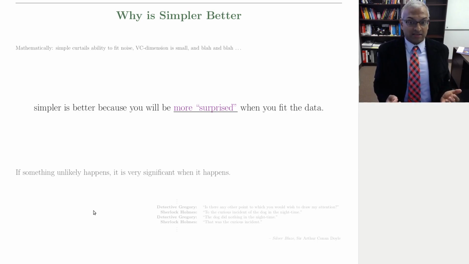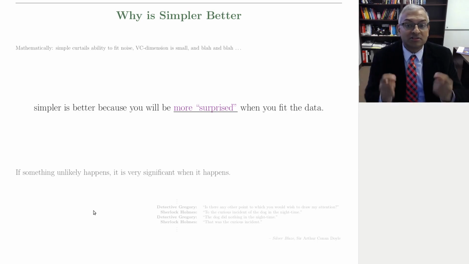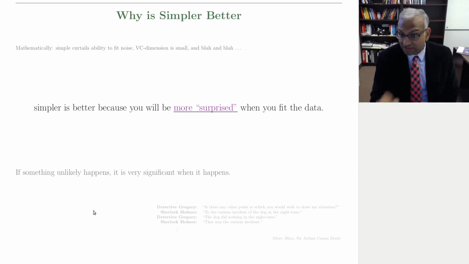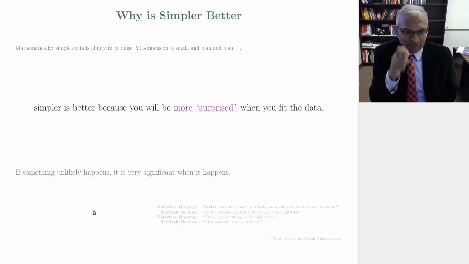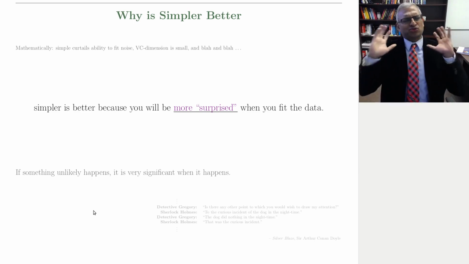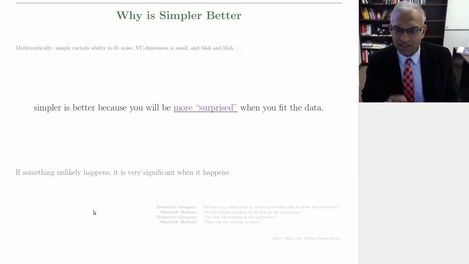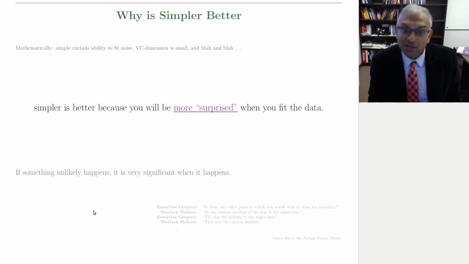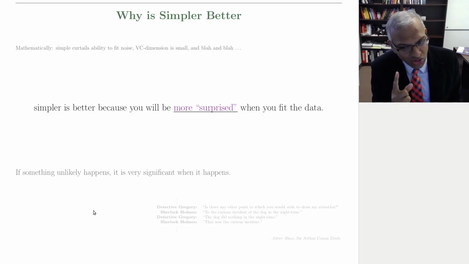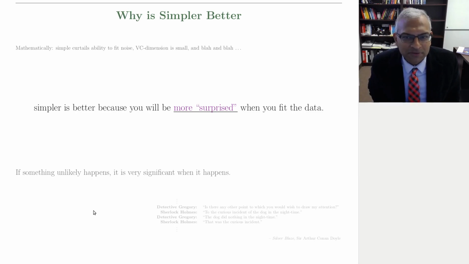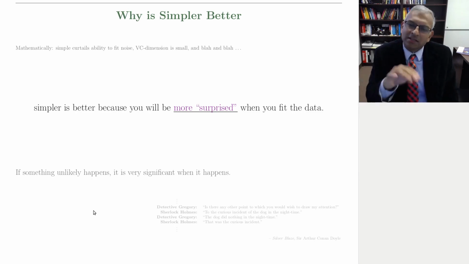But what a surprise if your simple hypothesis set can fit the data. Something very unlikely has happened. You are truly surprised. It's very significant now: expecting to fail, you succeed. Something is going on. Something interesting is going on. And so that's, in a parable, why simpler is better.